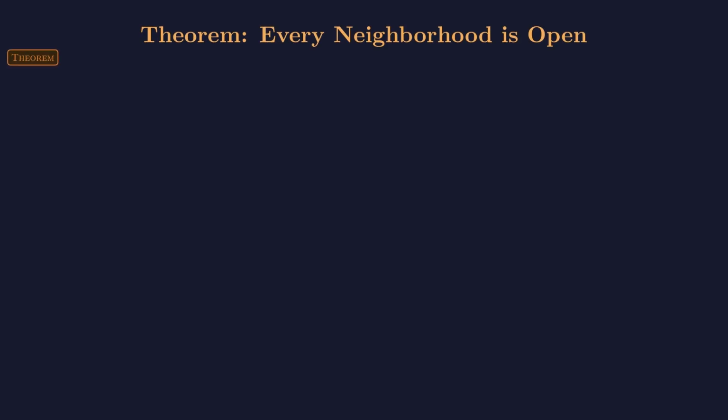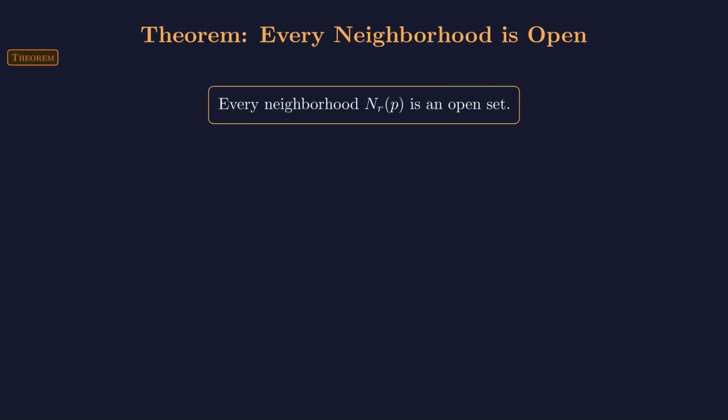Here is our first major theorem. Every neighborhood is an open set. To prove this, we need to show that every point Q inside the ball has its own smaller ball that fits entirely within the original neighborhood. Let's see how.